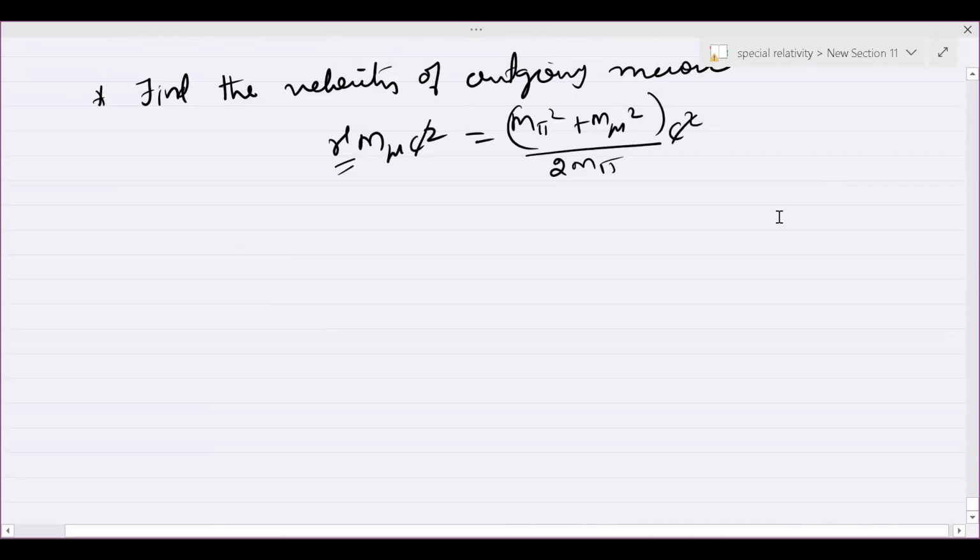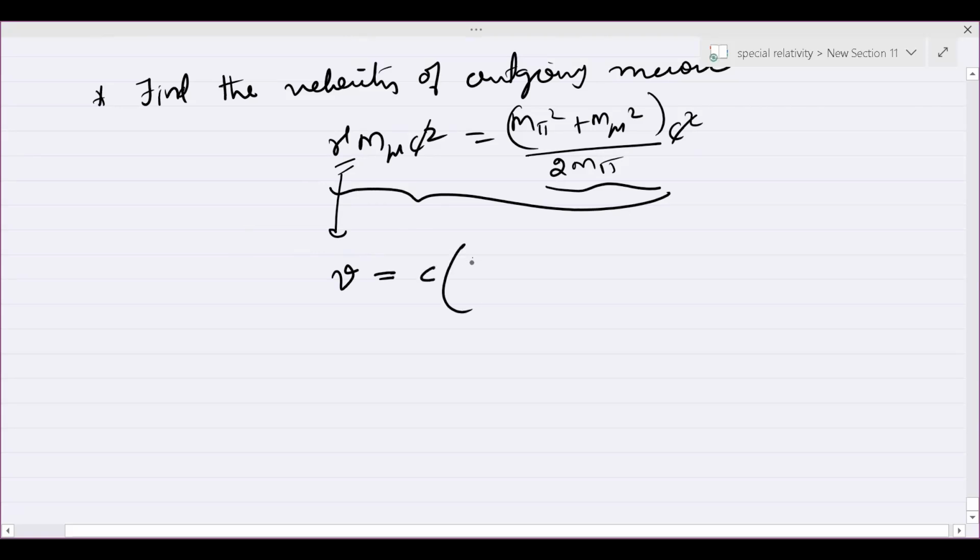All right. Now, in order to find the velocity, the easiest way is to write E is equal to gamma m c square. We have already found the energy of the muon, so we write it as gamma m c square, and we know gamma. You can square on both sides and then solve for V. That's a simple matter. It involves a few steps, and in the end you get this answer: V is equal to C multiplied by (m pi square minus m mu square) divided by (m pi square plus m mu square).